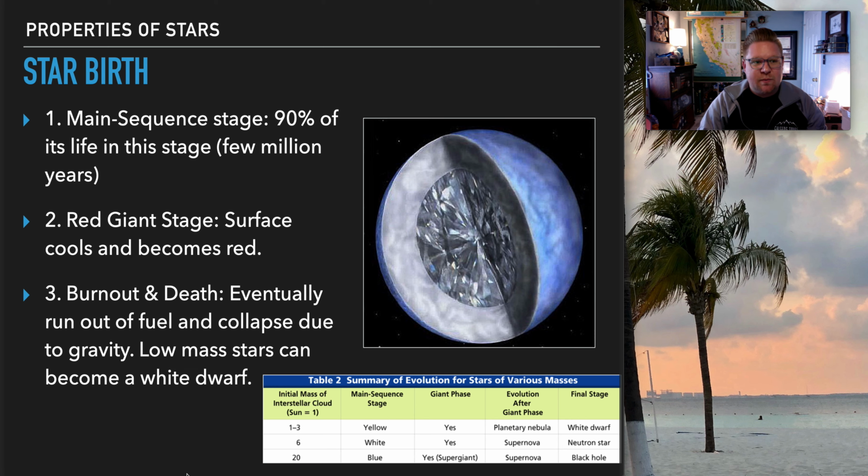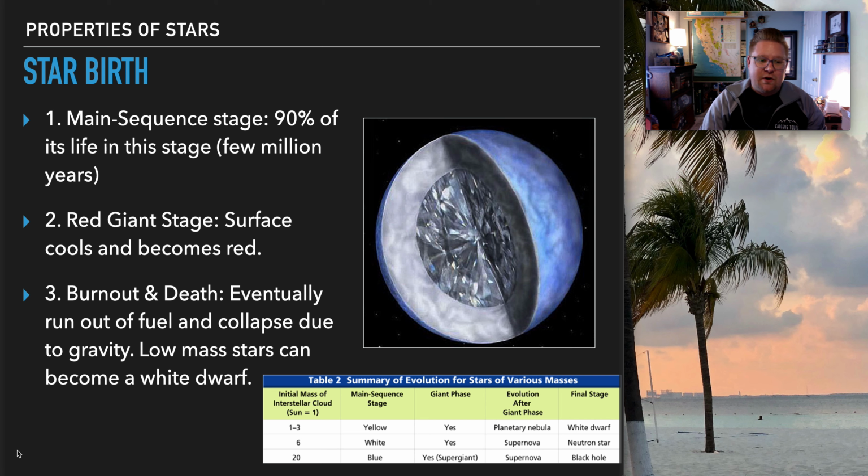So let's look at the star birth. This is the main sequence of a star. So 1 is the main sequence. 90% of its life will remain within that first sequence, which is a few million years. The next stage, the star or sun will then turn into a red giant. The surface becomes cool and then becomes red.